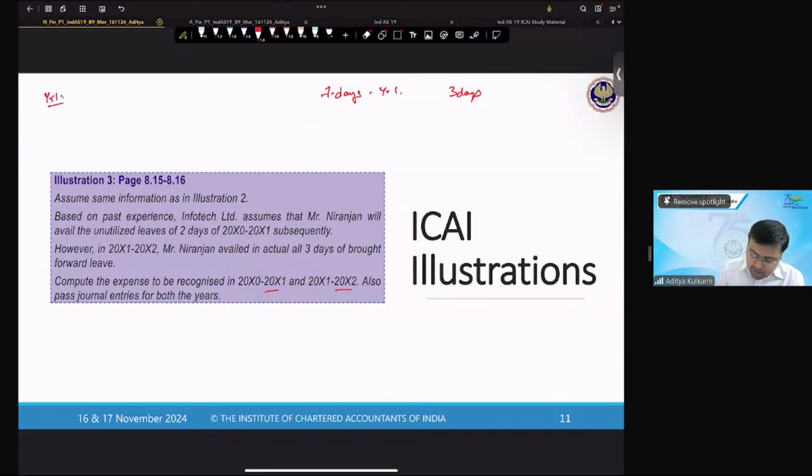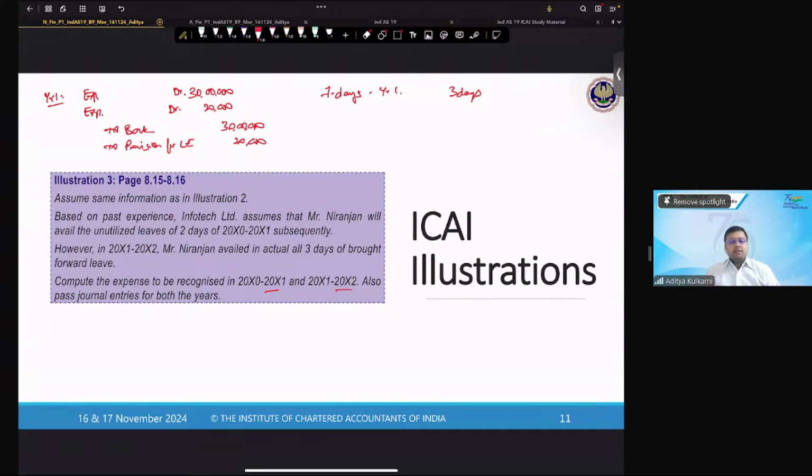So in year 1, the entry that you will pass is expense account debit, 30 lakhs. Further expense account debit, 20,000 to bank, 30 lakhs to provision for leave encashment, 20,000. Have you understood this entry? Yes. Monica, clear? Okay, Hemant has confirmed. Yes, Pooja has also confirmed. All right. Now in year 2, Jeannie, I hope it's clear. Okay, all right. Now coming to the second year.